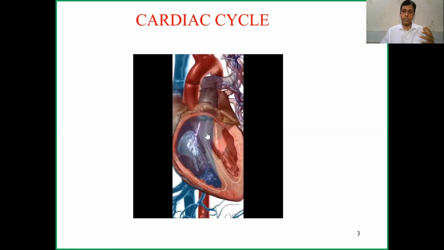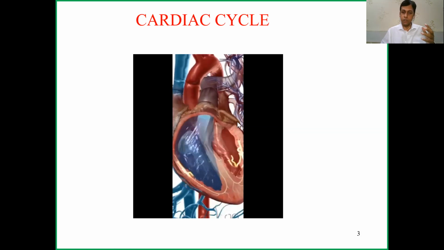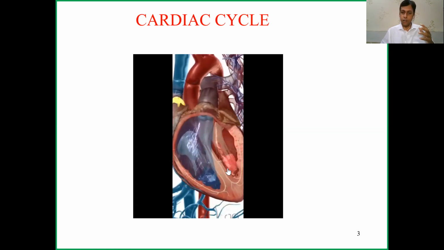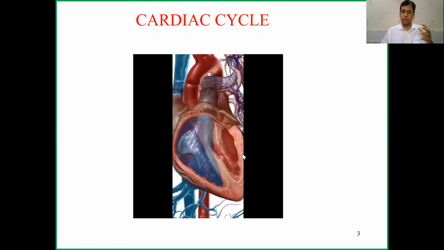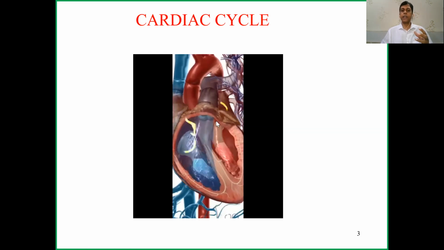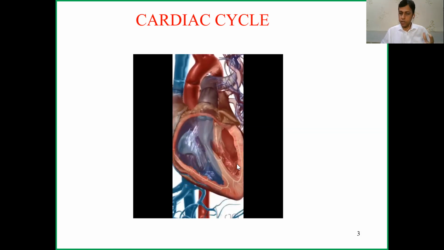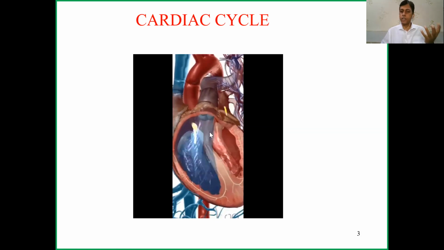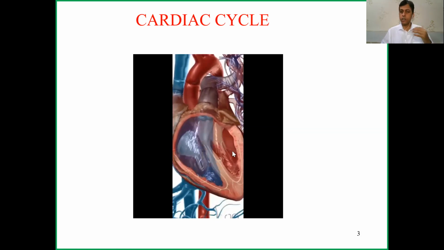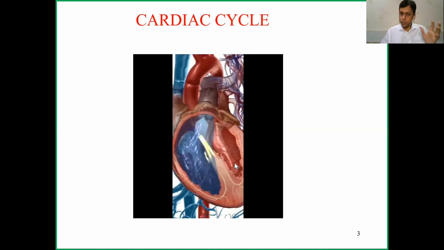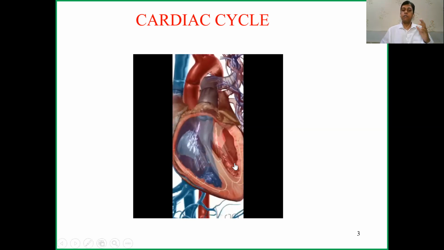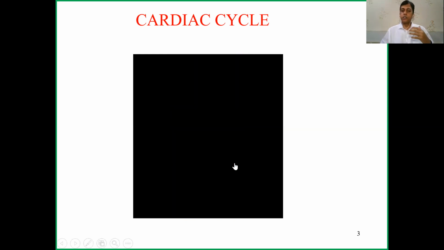So this is the whole cardiac cycle, and how it happens, what happens during systole, what happens during diastole. If you can see, this is the atrium. When the atrium is contracting, the ventricle is relaxing, and when the ventricle is contracting, the atrium is relaxing. So when the ventricle is going into systole, the atrium is going into diastole. And this whole cycle is finished in 0.8 second. So this whole cycle we need to understand.